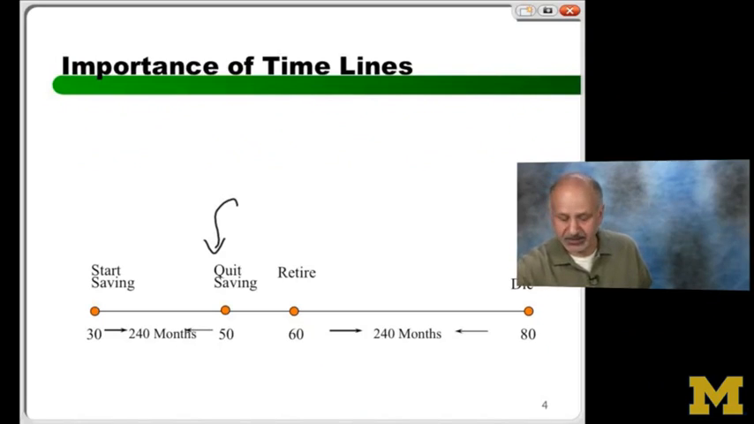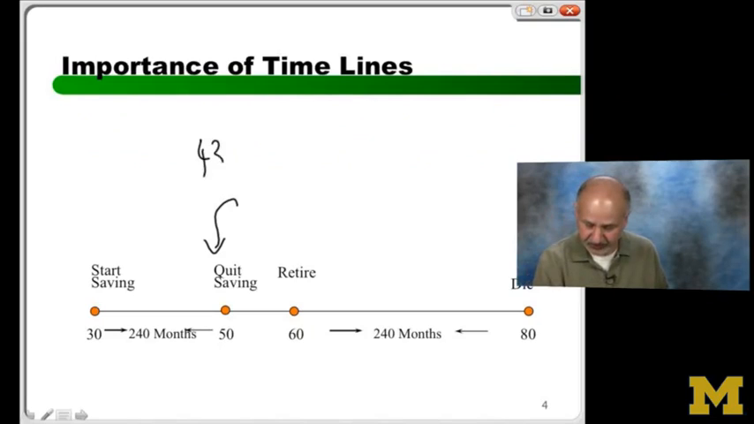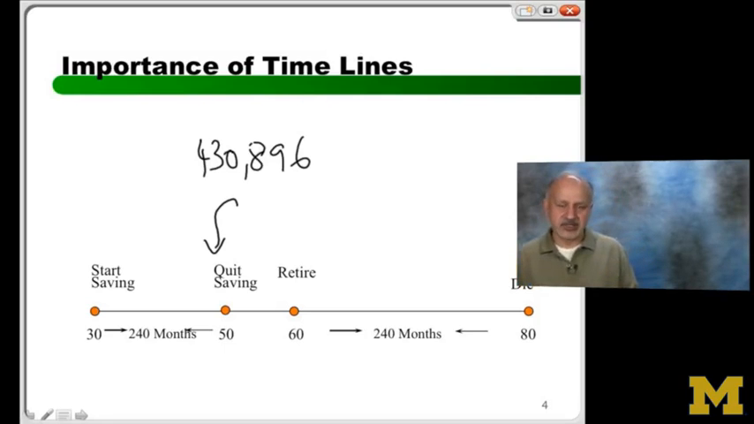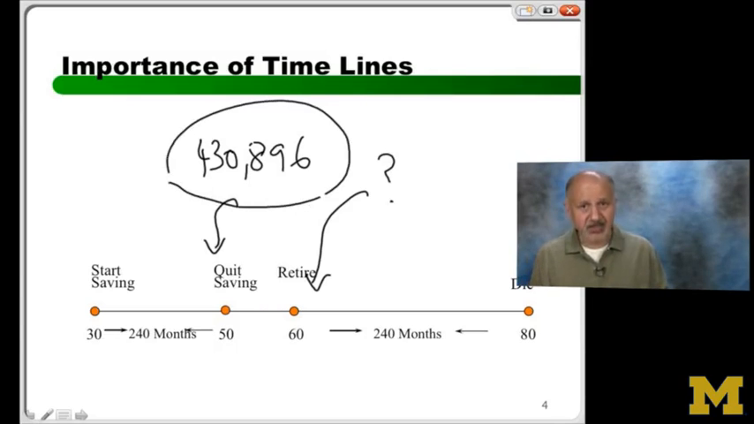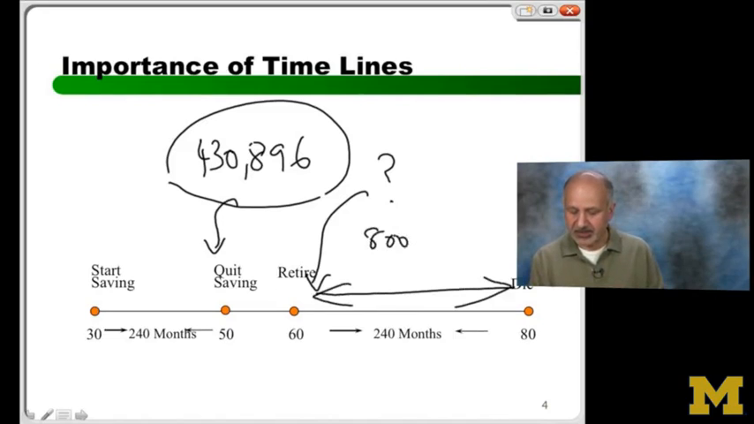I think it's 430,896. So what does this number mean? Let's just pause for a second. It was more than twice here, right? So what does this number mean in English? This is the amount of money I should have in my bank at age 50 to support all my post-retirement 8,000 a month expenses. So that's one way of thinking about it.